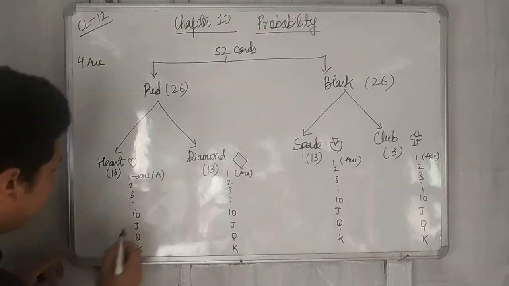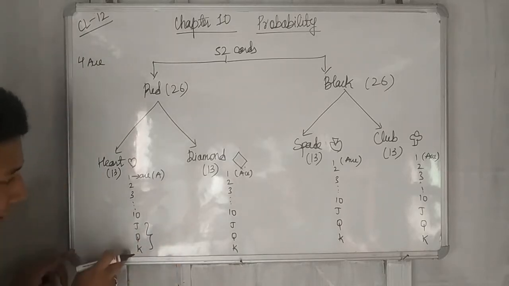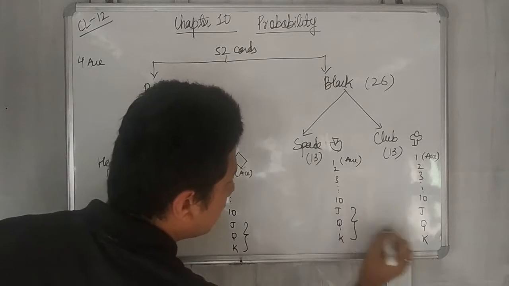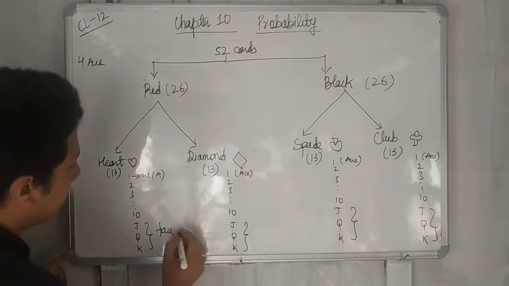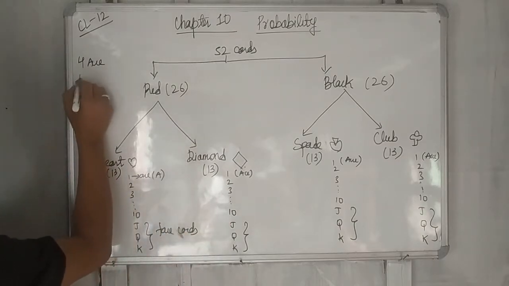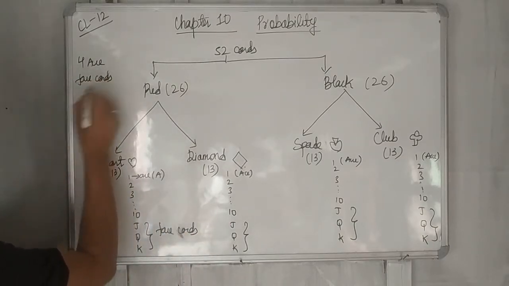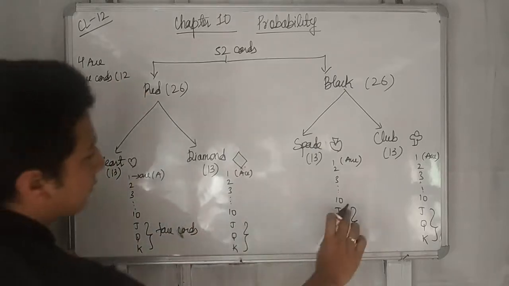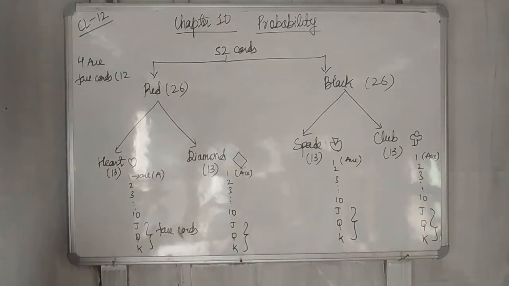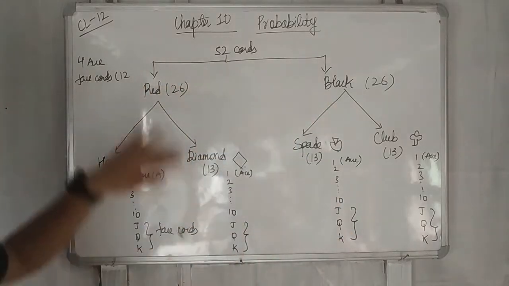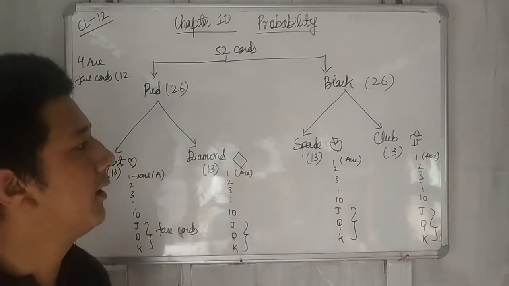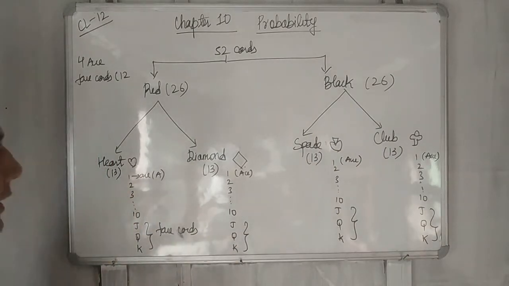Alright? And then this JQK, JQK, JQK, these are called the face cards. How many face cards? There will be a total of 12, 3, 3, 3, 3. Okay. So in a deck, 52, 26 red, 26 black. After that 13, 13, 13, 13. And out of each 13, one is called the ace and JQK are called the face cards. Okay. So if you don't know, then please note it down.